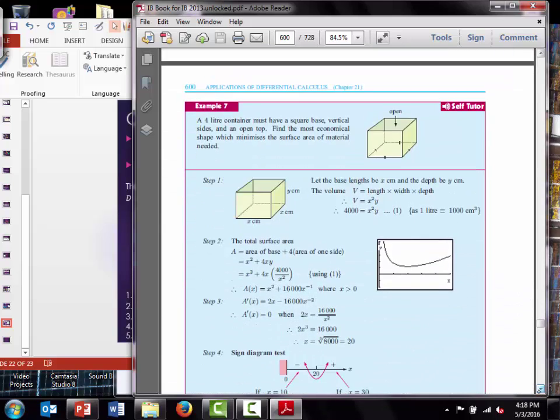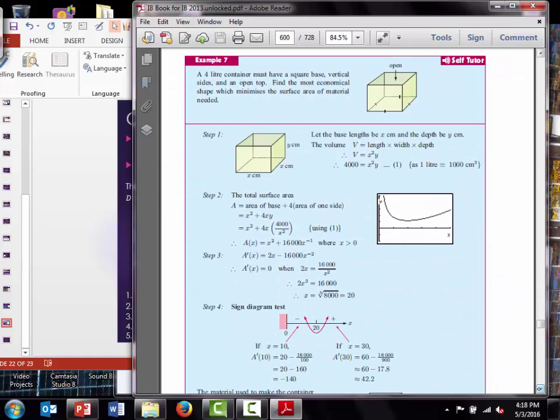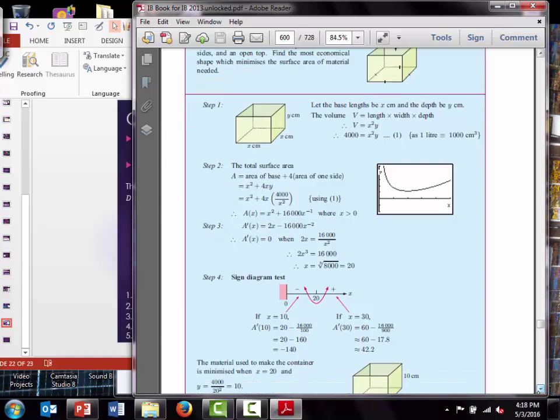Okay. Well, that's what the graph looks like for the volume of that box here.